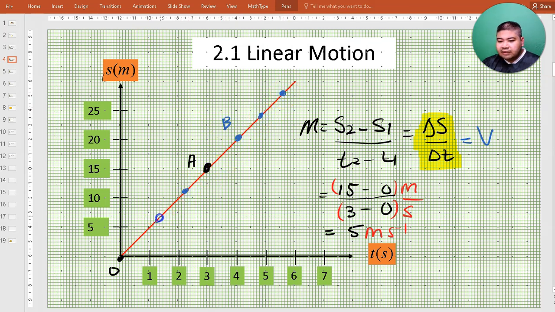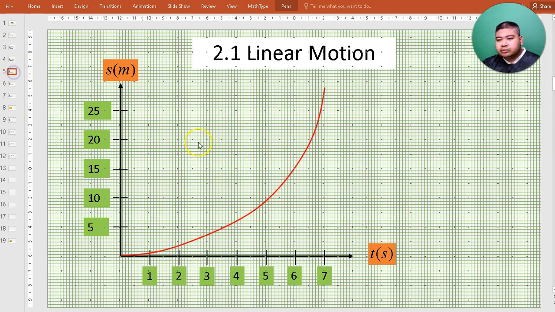So along the line we'll have the same gradient, which means that the object is moving with a constant velocity. Remember, the important point is that the gradient of the line represents the velocity of the object. Because the gradient does not change, the velocity is constant.